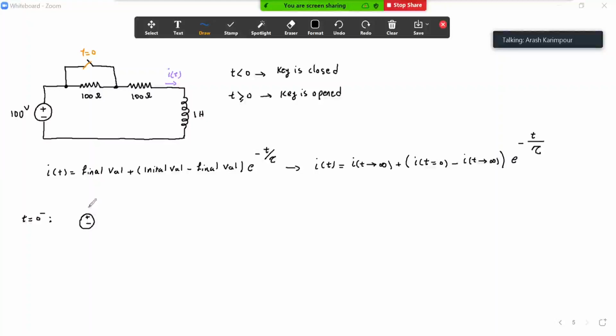If we want to see what's happening here, we'll have this, and then we have that key up there, and then we have this one, and then we have this. Let me draw that first.